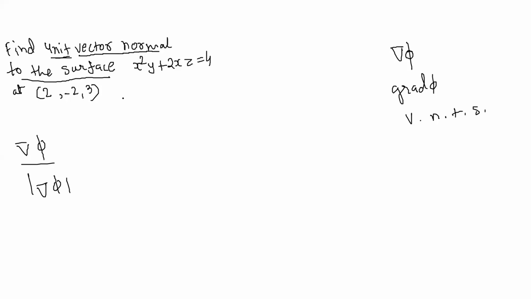Remember, whenever the word unit comes, if you want to convert any vector into a unit vector, what do you do? We divide that vector by its length. How do we get the length? By mod nabla. Okay, so whenever the word unit comes, you will divide the vector by its magnitude. Now go ahead, find nabla phi first, then find mod nabla phi, and then put it in this formula.